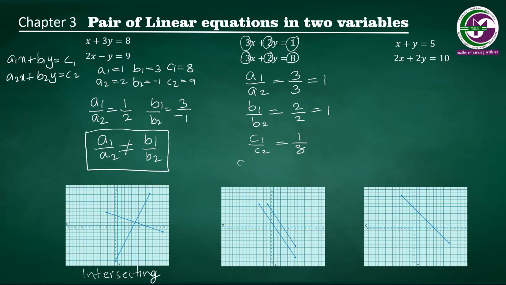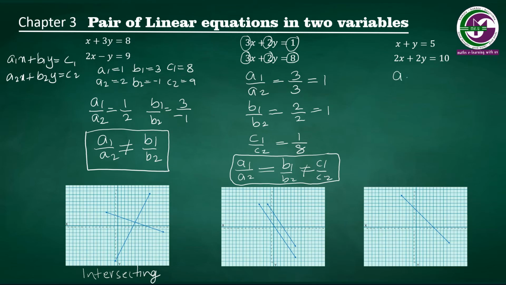That means in this case you can see that a1 by a2 is equal to b1 by b2, which is not equal to c1 by c2. So when a1 by a2 is equal to b1 by b2 and not equal to c1 by c2, without drawing the graph, you can conclude that the graph of the given pair of linear equations will always be parallel, and there is no solution for such a graph or such equations. Okay. Now the third case, x plus y equals 5 and 2x plus 2y equals 10.